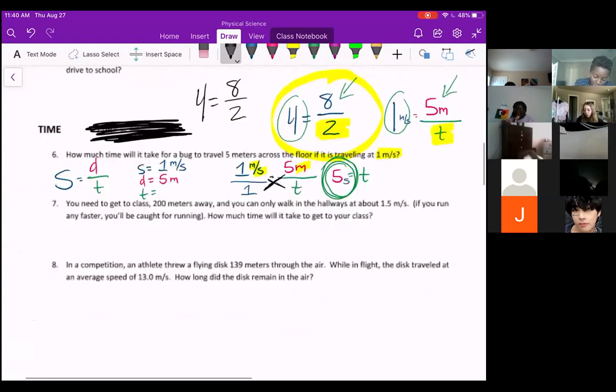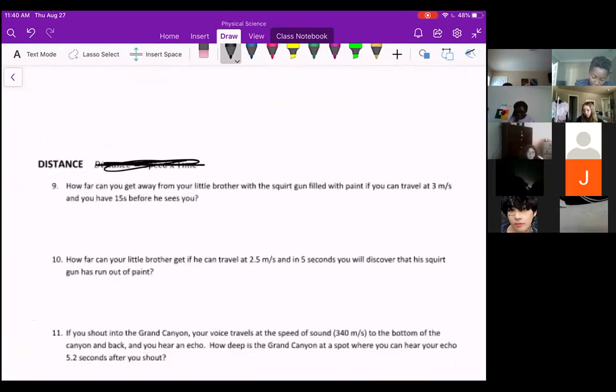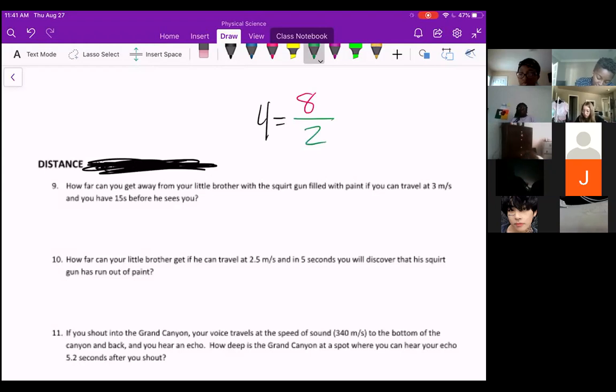All right, so scratch that out. What's my shortcut to write? Somebody tell me my shortcut for my 4 is equal to what? 8 over 2. 8 over 2. All right. So let's do our speed is equal to distance over time.